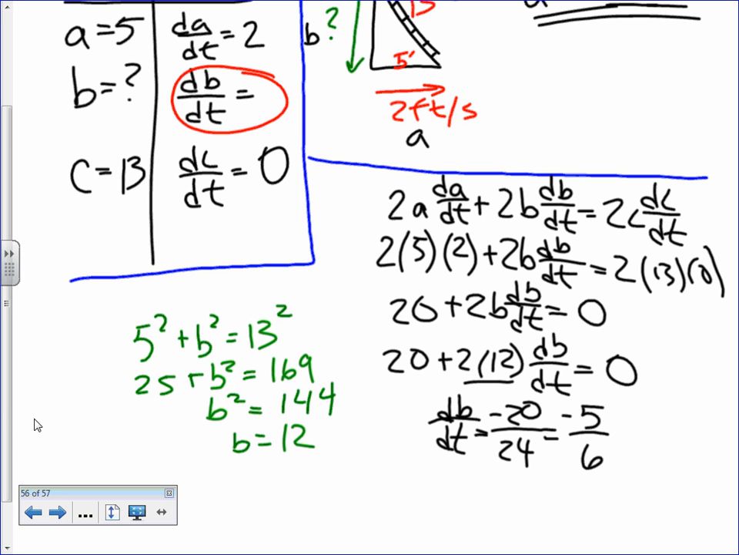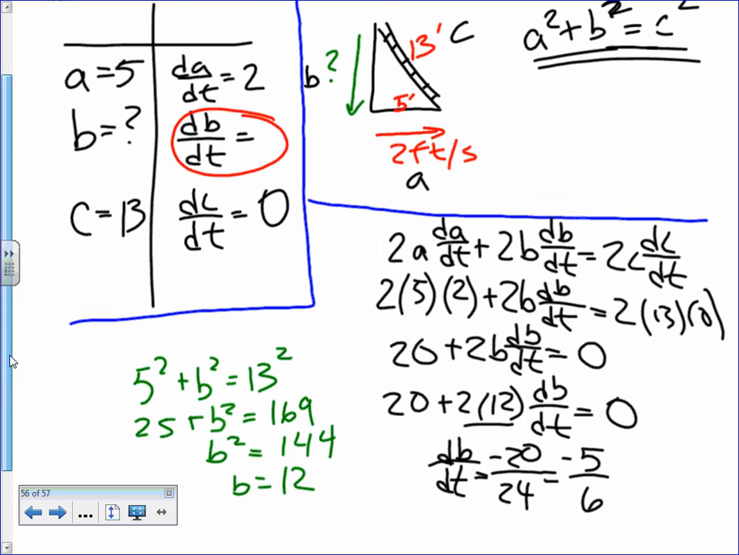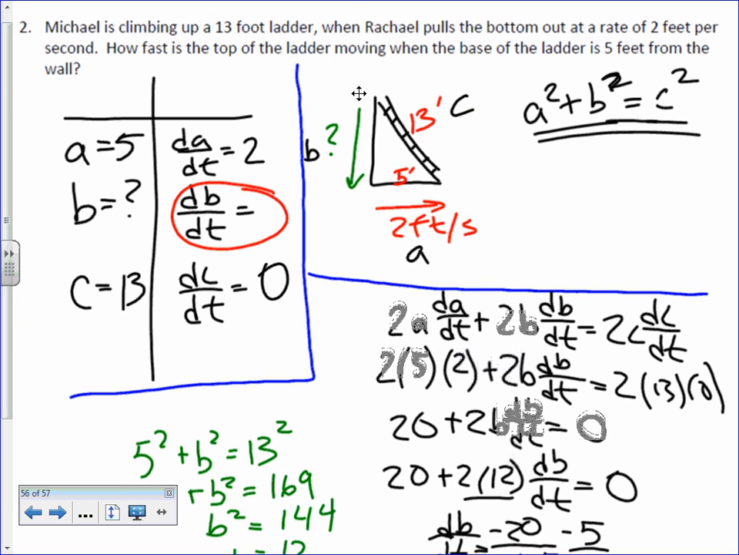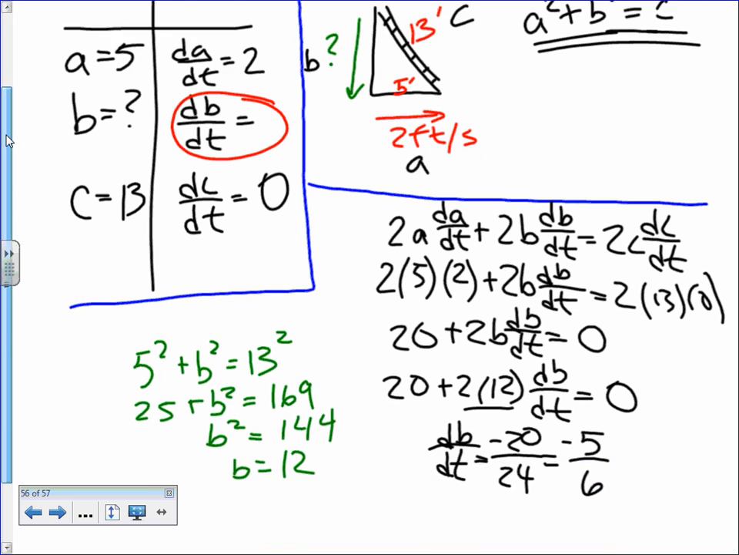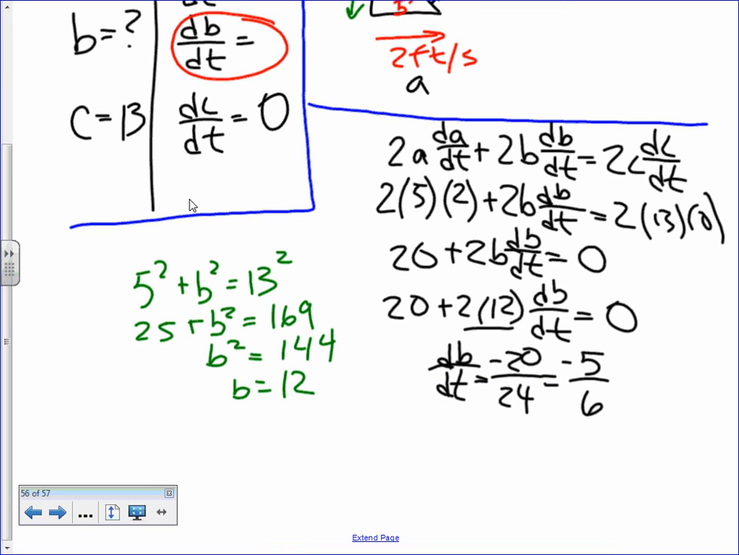Now finally, since this relates to something in the problem, I bet we can figure out what unit has to go with it. What unit describes how fast the top of this ladder is sliding down the wall? dB/dt, how fast this is shrinking. Well, that's going to be feet per second. So negative 5/6 feet per second. All right, so that's that one. Let's move on to the next one.